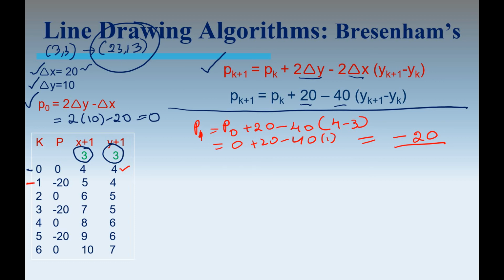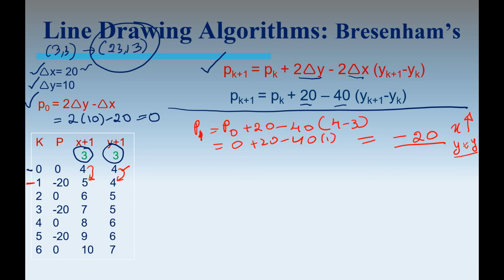And from the decision parameters that we have, if the value of p1 is minus 20, what do we do? We increment the x, and y is the same. All right, so we increment x from 4 to 5, and y is the same, meaning 4 and 4.